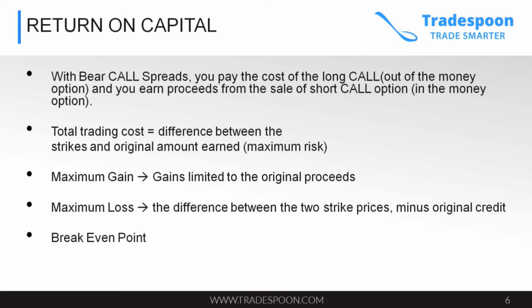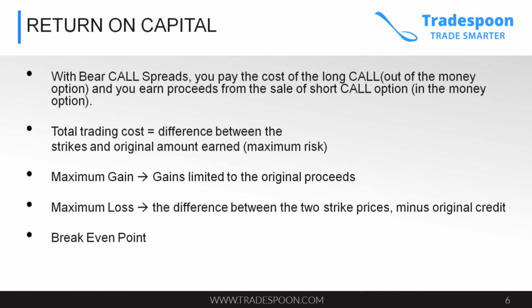How do you calculate return on capital? With bear call spreads, you pay the cost of the long call, the out of the money option, and you earn proceeds from the sale of the short call, at the lower strike price. What is your cost? It's the difference between the strike prices minus the original premium that you received when you executed the trade. The maximum gain occurs where the gain is limited to the original proceeds. So the maximum gain is the upfront credit that you receive from the sale of the credit call spread.